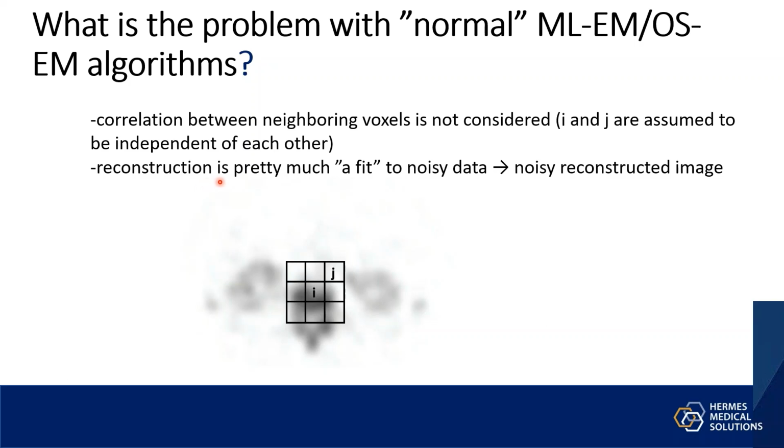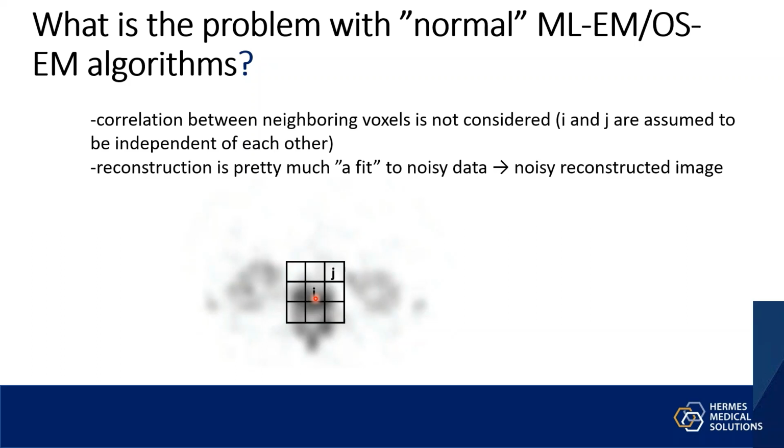even though you model the noise at the projection level, you don't really model it at the image level. So you don't consider, for example, the correlation between the neighboring voxels. You just assume that voxel I is in no way correlated to voxel J. And what this does is it leads to a situation where the reconstruction is a fit to noisy data, and these voxel values are our fitting coefficients, and they are deterministic values.